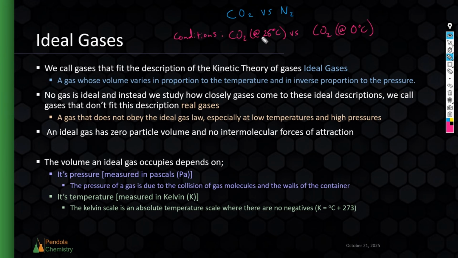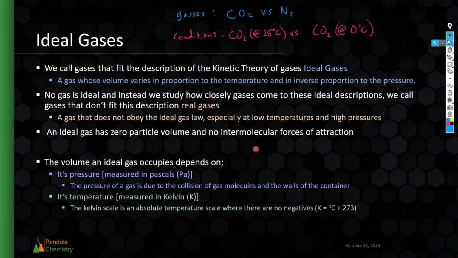And we could say in which condition is carbon dioxide more real or more ideal. Or we could compare gases and say essentially if these two gases are in the same conditions, carbon dioxide and nitrogen, which one will be more ideal, which one will be more real. An ideal gas doesn't exist because an ideal gas has zero particle volume, meaning the particles have zero volume even though they do exist. And they have no intermolecular force of attraction. We talked about this in chapter 5.